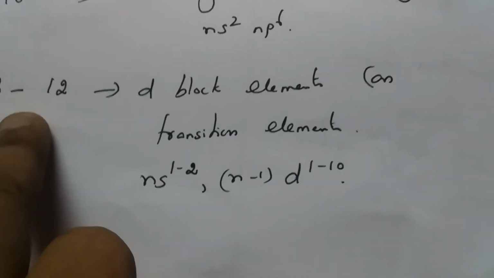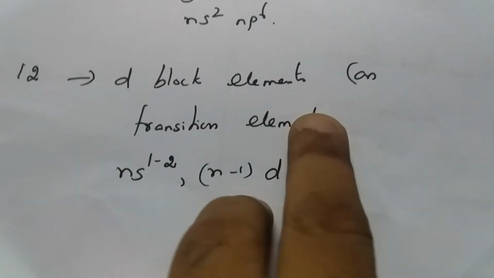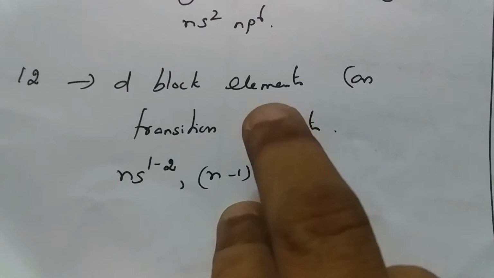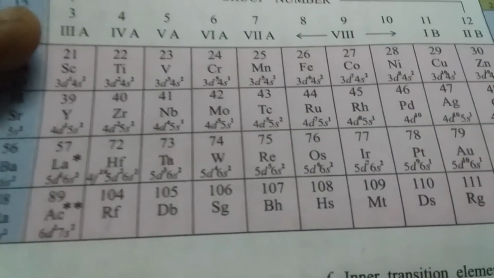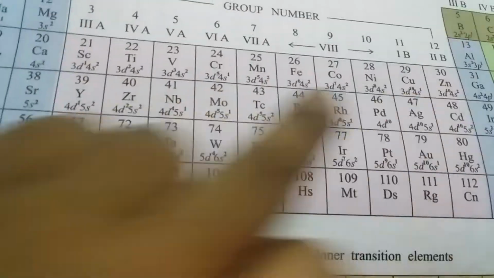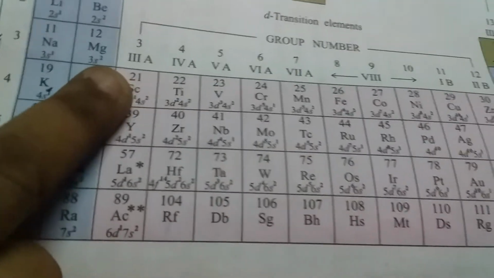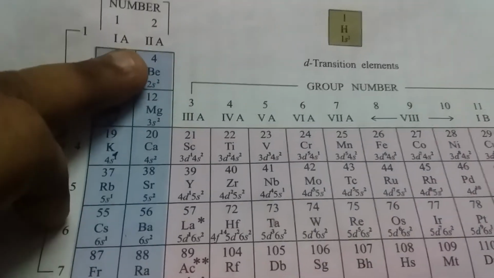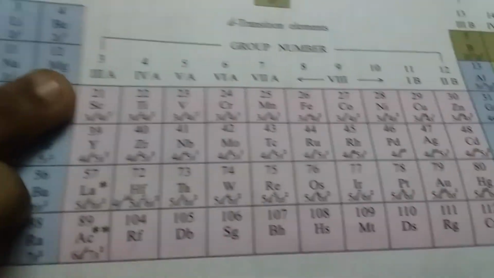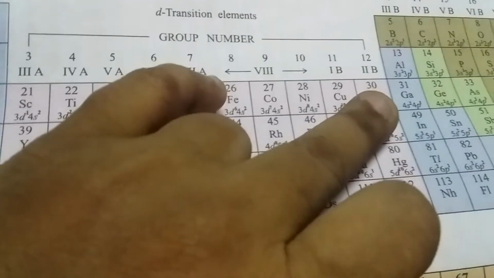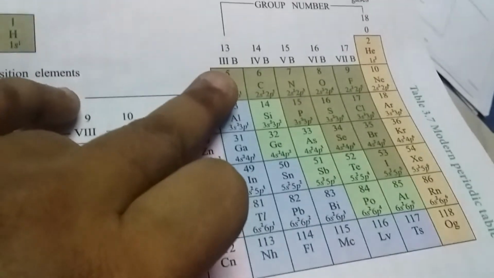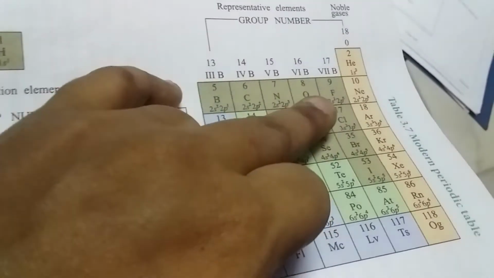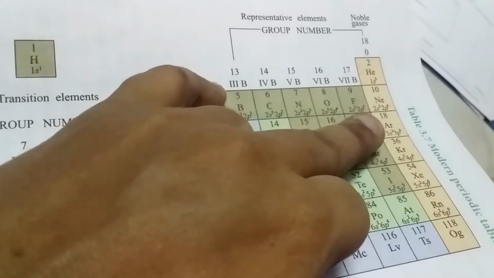Then group numbers 3 to 12 are called D block elements, otherwise called transition elements. Here you can see the rose colored ones, these are all the D block, group numbers 3 to 12. Group numbers 1 and 2 are called S block, group numbers 3 to 12 are D block, and group numbers 13 to 18 are called P block elements.